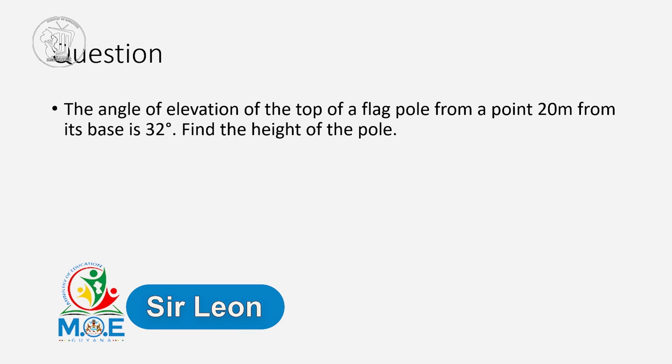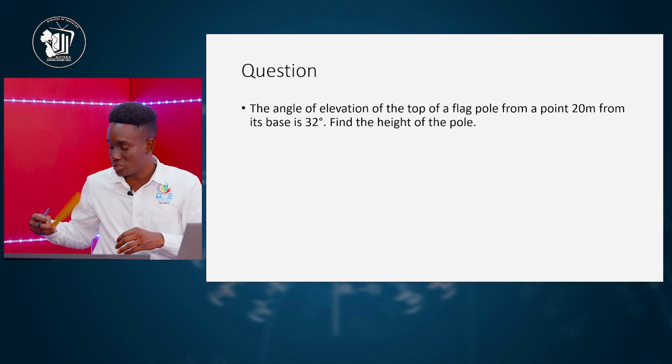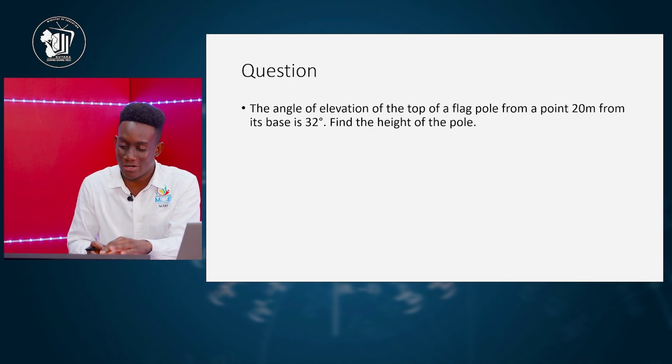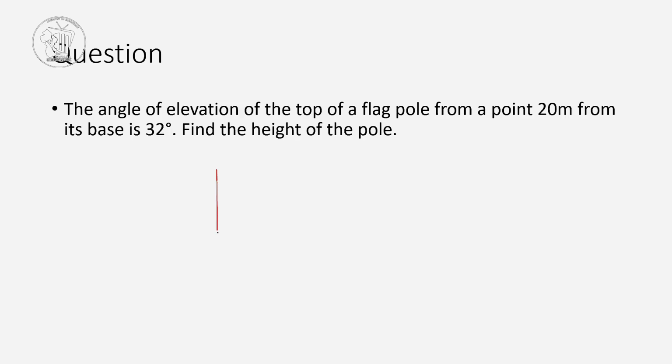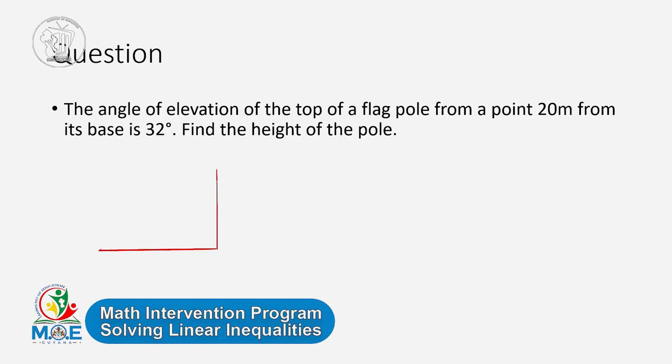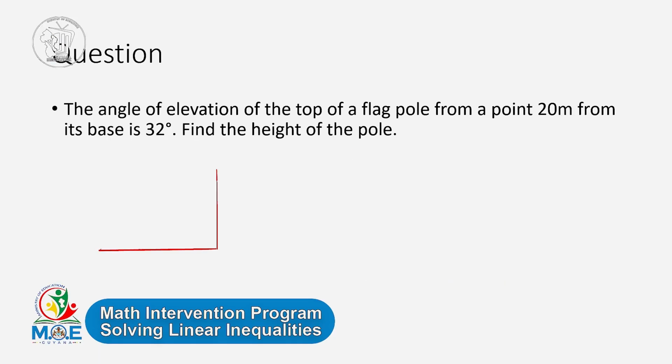This example says the angle of elevation of the top of the flagpole from a point 20 meters from its base is 32 degrees. Find the height of the flagpole. So we can use this ruler to construct and draw a nice diagram. First of all, we see we have a flagpole. Let's say we have a flagpole here, and it says the angle of elevation of the top of a flagpole from a point 20 meters from its base is 32 degrees.